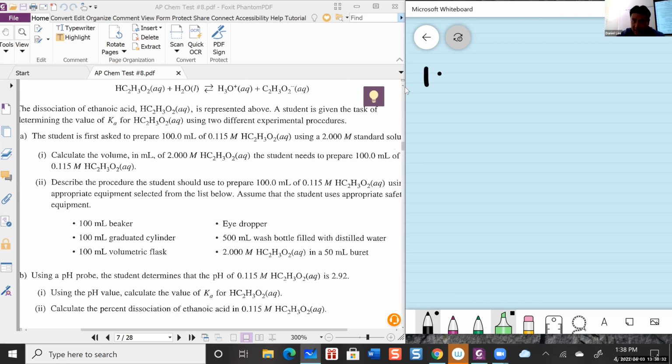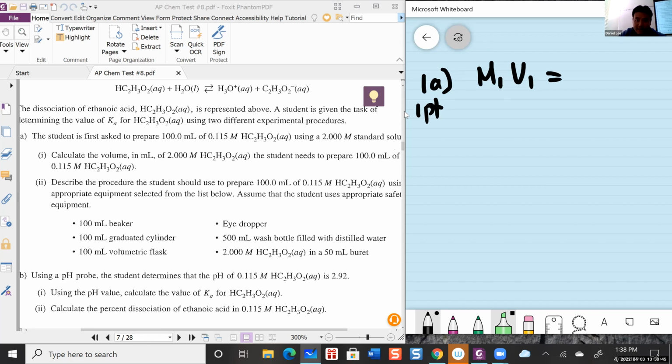So number 1A, okay, we're looking for 1 point. That's it. Okay, so I'm going to put here 1 point. This way you can add up your own points. Okay, so we're going to do M1V1 to show work. Always write down the equation before you plug them in.